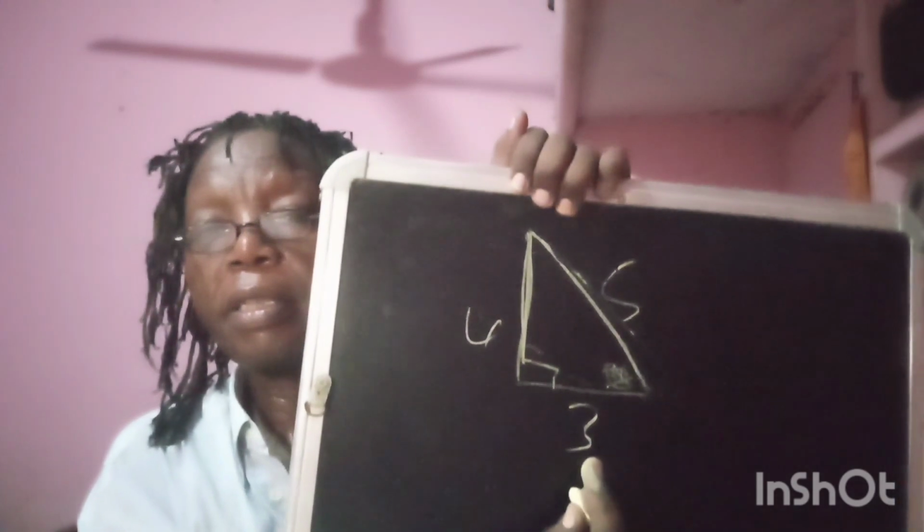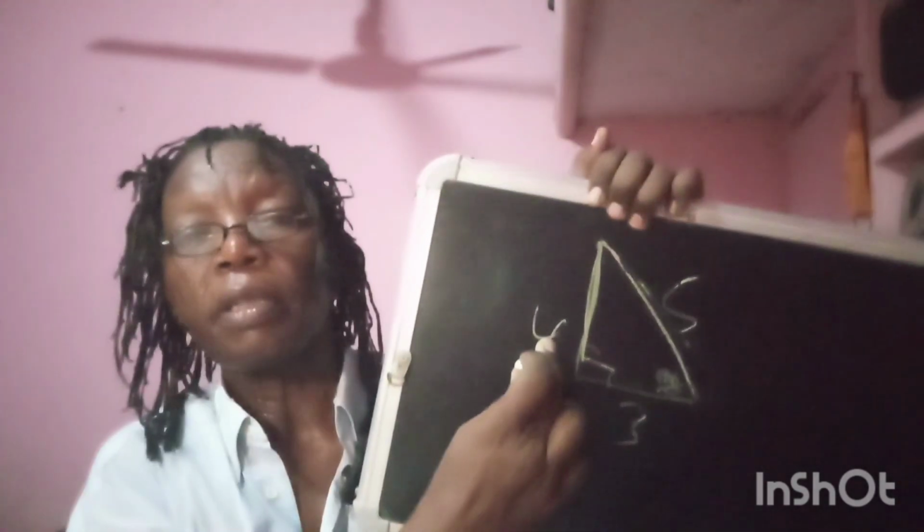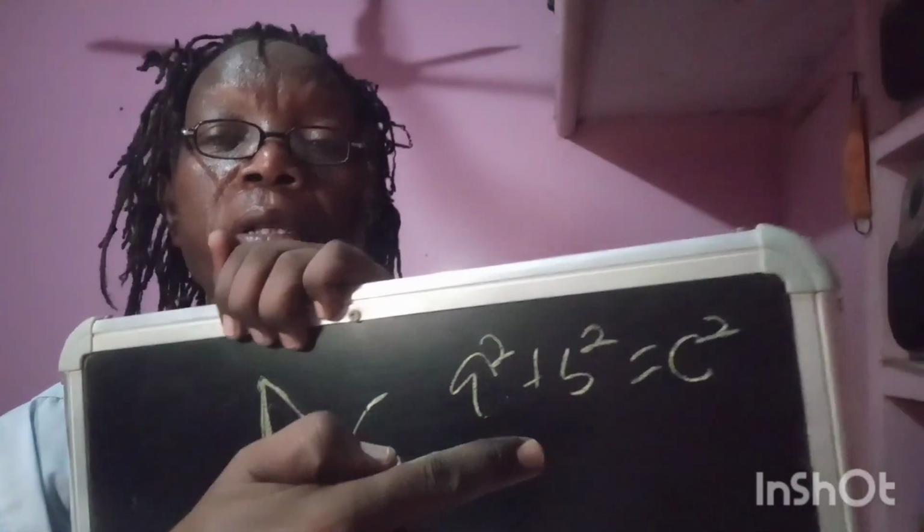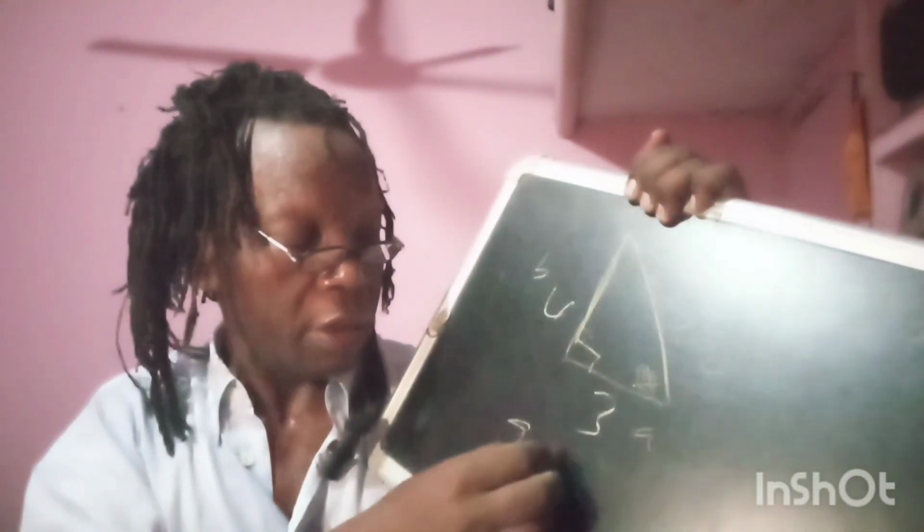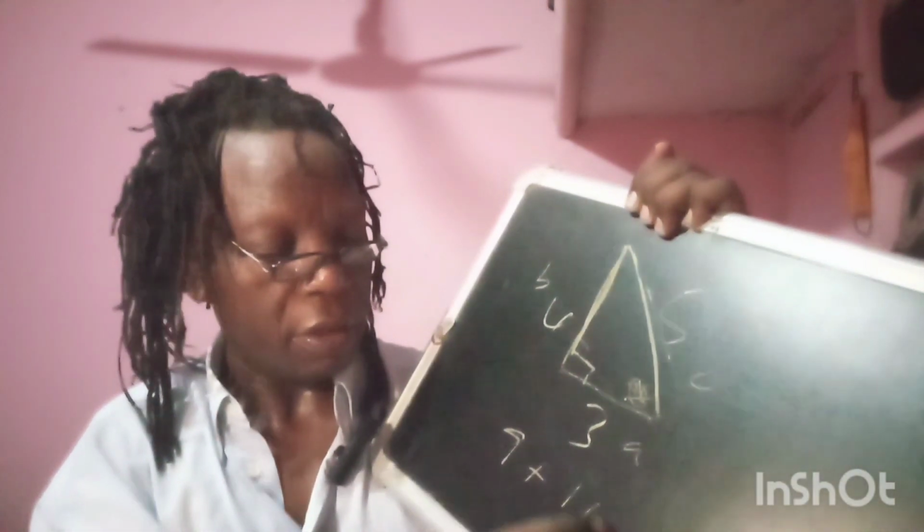So I've given you 3, 4, 5. Okay, this is adjacent. This is opposite. That's hypotenuse. So let's square this according to a squared plus b squared is equal to c squared, which is Pythagoras theorem. So let's assume this is a, this is b, and this is c. So I'll label there. Now let's square 3. This will give you 9, plus 4 squared to give you 16.